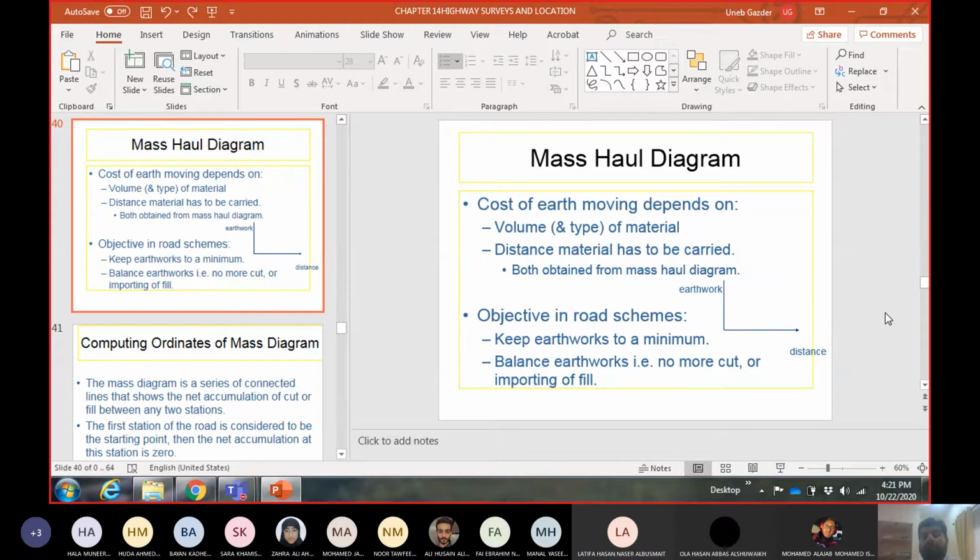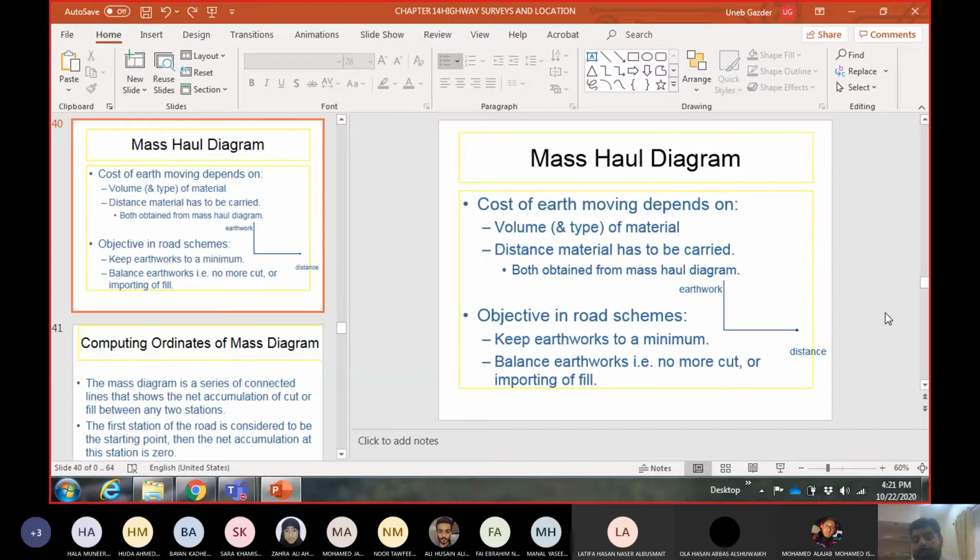So the cost depends upon how much material you are going to excavate, the type of material, and the distance to which this material is required. For how much length of the highway you require filling, and for how much length of the highway you require cutting.